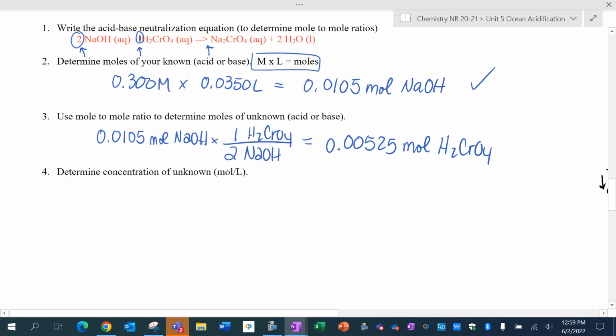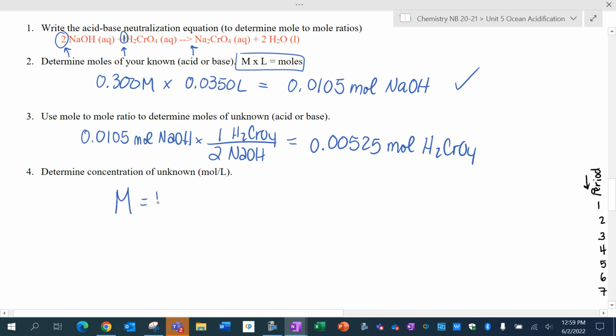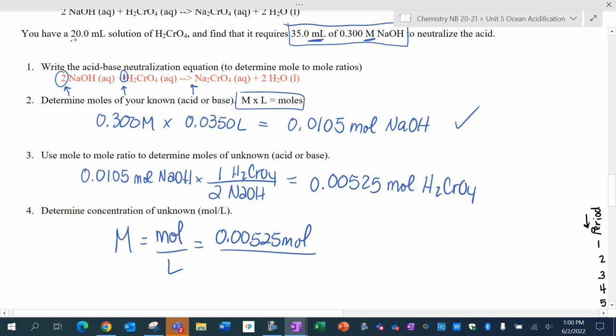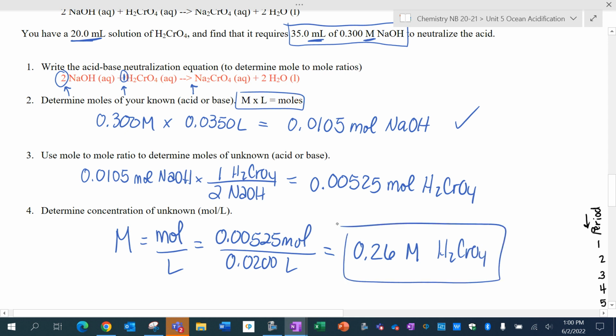And then the concentration of our unknown, which we measure in molarity, is moles per liter. So that would be my moles of my unknown, which is 0.00525, and then my volume is 20 milliliters, so 0.02 liters. Remember, always convert your milliliters into liters. And it looks like my molarity is 0.26. All right, so there are some examples talking through titrations. Hope that helped.